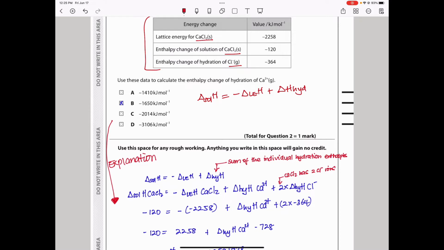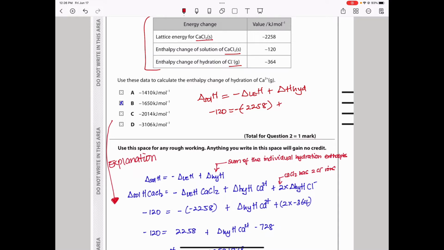And then we can substitute in the individual values. The enthalpy of solution, for the whole calcium chloride, is going to be negative 120, which should equal the lattice enthalpy, of course for the solid as well, which is negative 202.58. However, this should be the negative of that, and then plus hydration. Now, what we need to know is if you are dissolving calcium chloride, you form a calcium ion and you form chloride ions.